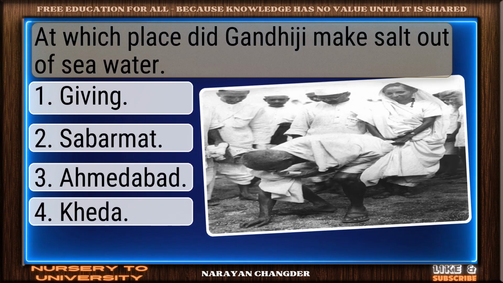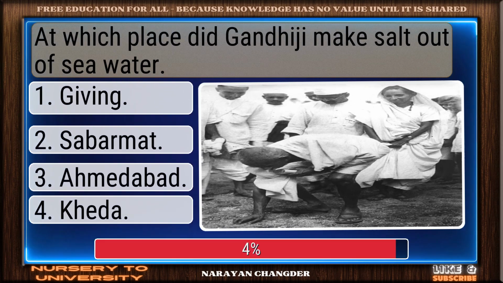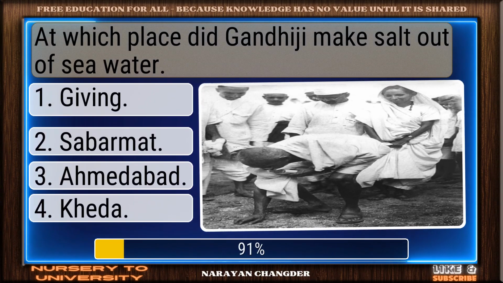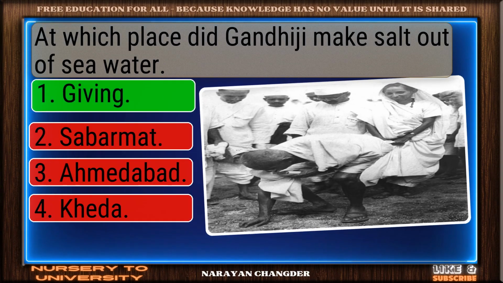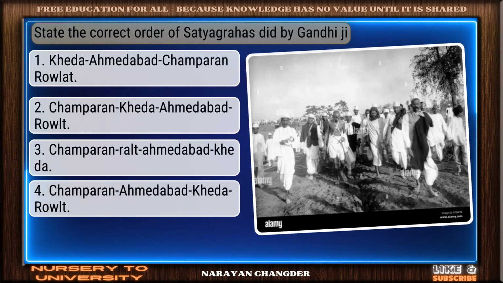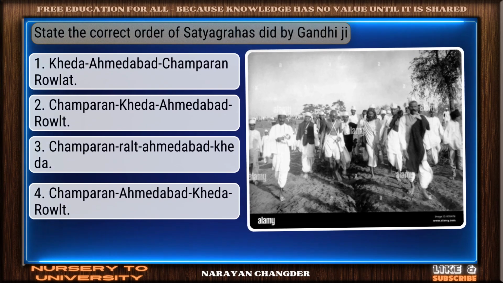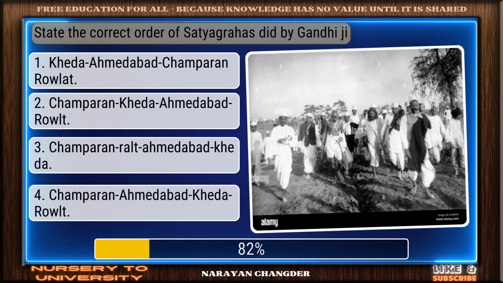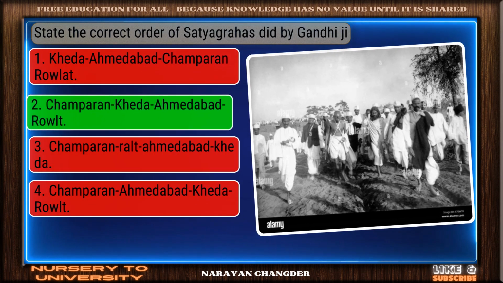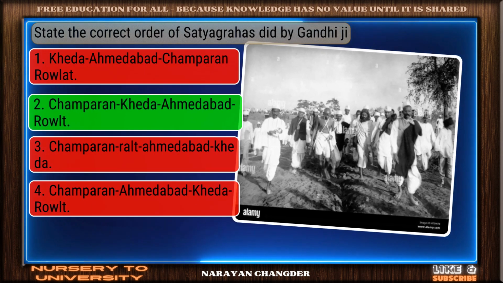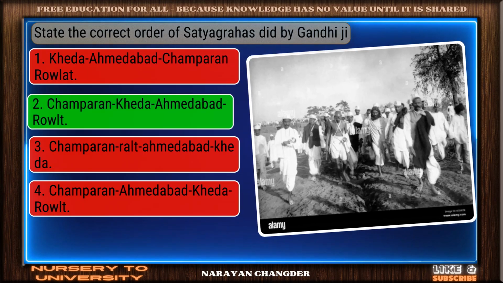At which place did Gandhi make salt out of seawater? Solid response. Dandi is valid. State the correct order of satyagrahas done by Gandhiji. Strong choice. Champaran, Kheda, Ahmedabad is right.